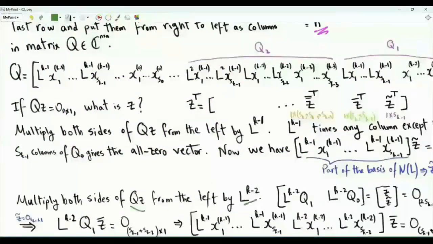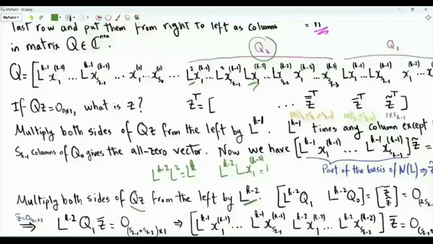The next step is to multiply QZ by L to the k minus 2. What will happen when L to the k minus 2 is multiplied by the columns of submatrix Q2? L to the k minus 2 times L squared is equal to L to the k, which is the all zero matrix. L to the k minus 2 times L x1, where we have a superscript k minus 2, is L to the k minus 1 x1. We can rewrite this as L times L to the k minus 2 x1. L to the k minus 2 times x1 is a basis vector for the null space of L. If we multiply by L, then this is the all zero vector.